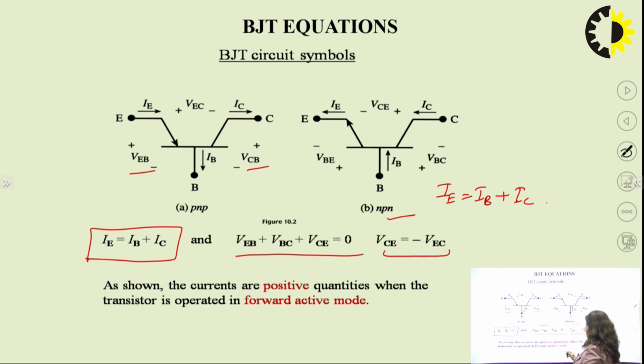As shown, the currents are positive quantities when the transistor is operated in forward active mode. So we come to the conclusion that the currents are positive quantities when we operate the transistor in the active region or the forward bias region.